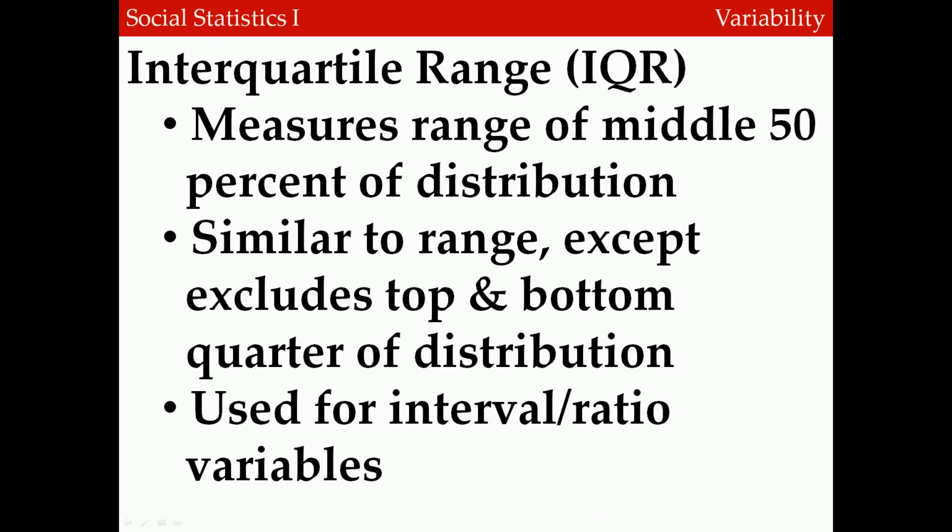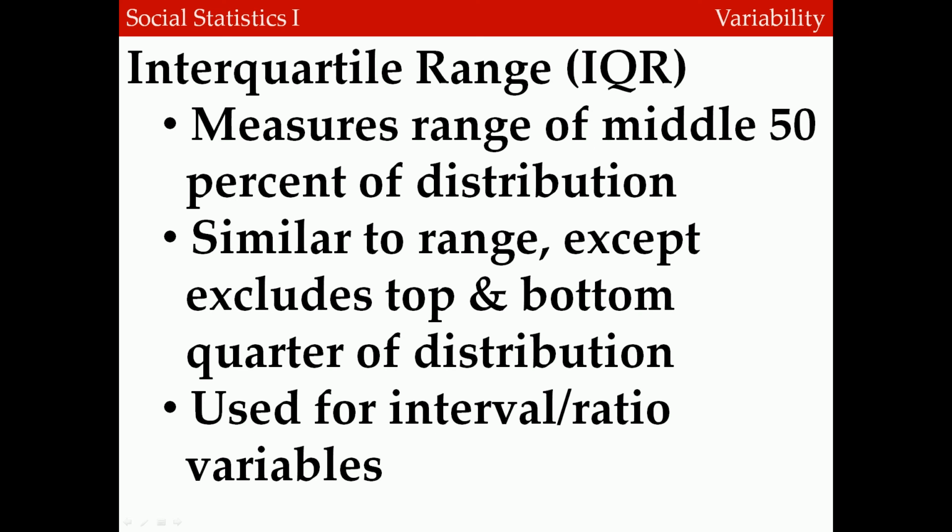We can also calculate something called the interquartile range, or IQR. This basically measures the range of the middle 50% of the distribution. It's a lot like the range, except it excludes the top and the bottom quarter of the distribution. That's really important because, like we said earlier, the range can be thrown off by extreme values.